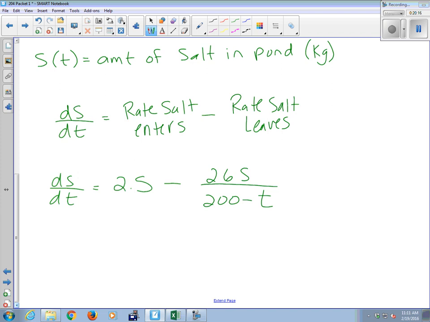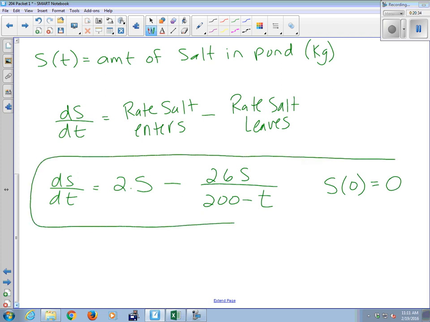All right, and then do I have an initial value? How much salt is in the pond at time 0? Yeah, none, right? The pond was clean at the beginning, they told us. So my initial value is that S of 0 is 0. So this is my model for how the amount of salt in the pond is changing.